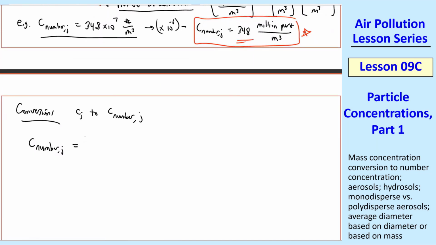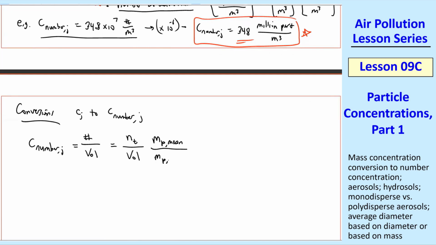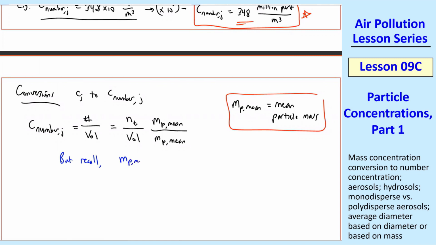Well, let's look at C number J. Again, it's the number of particles per volume by definition. We'll let NT be the number of particles. So this is NT over volume. And now let's multiply and divide by MP mean, the mean particle mass. But recall that MP mean, a mean particle mass, would just be the total mass divided by total number of particles. This would give us a mean particle mass or a mass per particle.